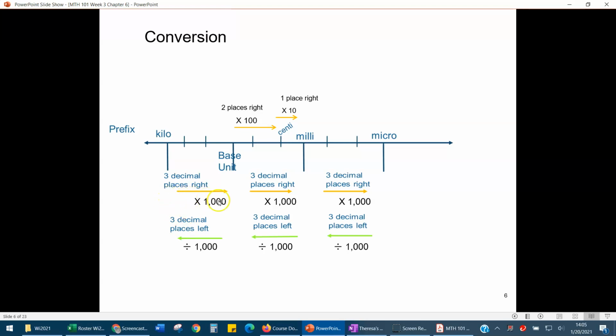If you're going to the right, you multiply by 1,000, which is the same as moving your decimal point to the right 3 places. If you're going to the left, you divide by 1,000, which is the same as 3 decimal places to the left. The only one that is not 3 places is centi. From the base unit to centi, it's only 100 or 2 places. From centi to milli, it's only 10 or 1 place. So remember, going to the right you multiply, and going to the left you divide.